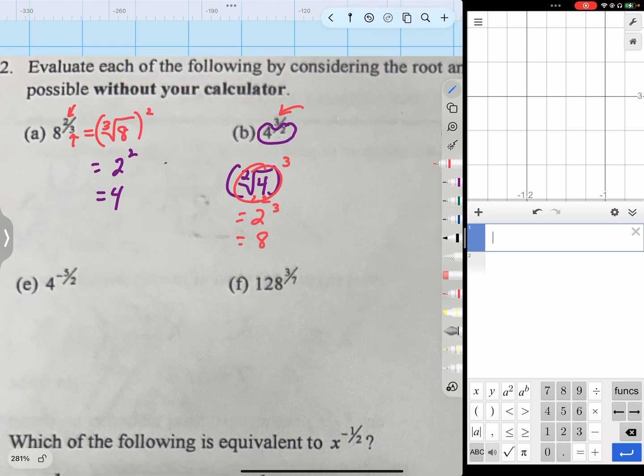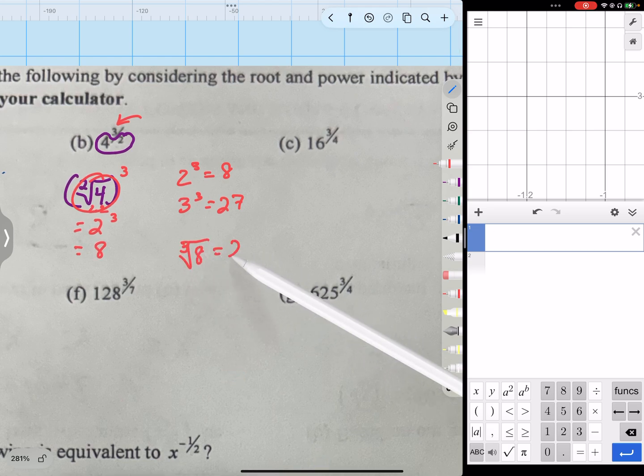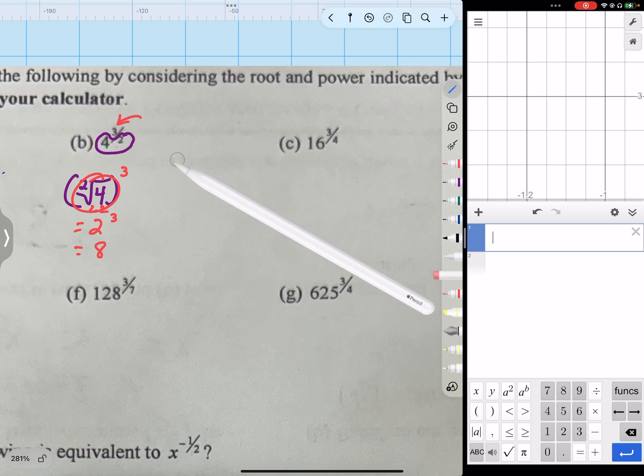Right? And sometimes we get lost, and teachers don't know why students get lost sometimes. And it's because they just don't know quick facts like 2 cubed is 8 or 3 cubed is 27. And if you don't know those, it's really tough to understand that the cube root of 8 just gives you 2. All righty. Let's do this next one.